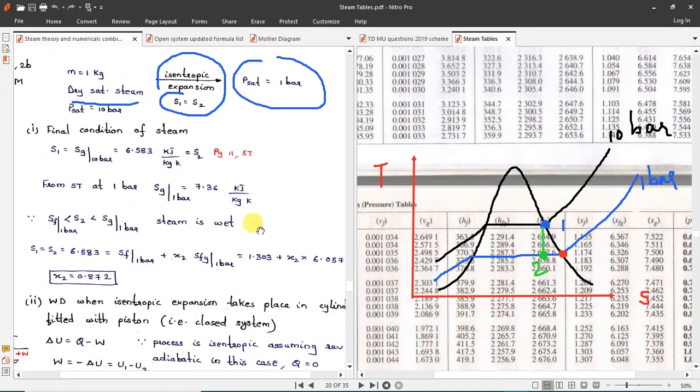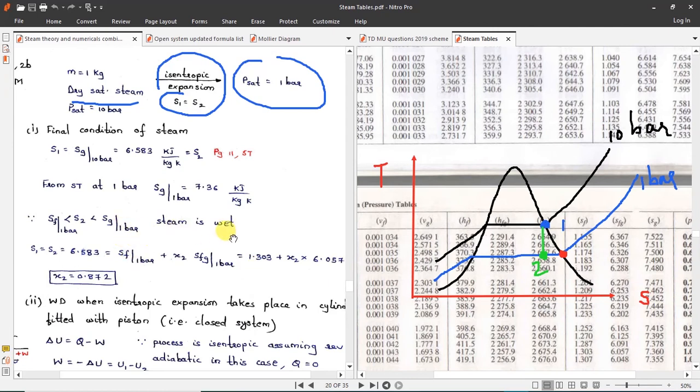And again, on the TS diagram I have shown you the process. This is 10 bar pressure, this is 1 bar pressure. Point number 1 is given as dry saturated, so it will be on the saturation curve. Since this is expansion, we are moving in the downward direction. This will be the direction of the process, and point 2 is wet steam. How do we understand this is wet steam? We compare the S1 we calculated, which is equal to S2, with Sg at 1 bar. From there we understood that the steam is wet steam.